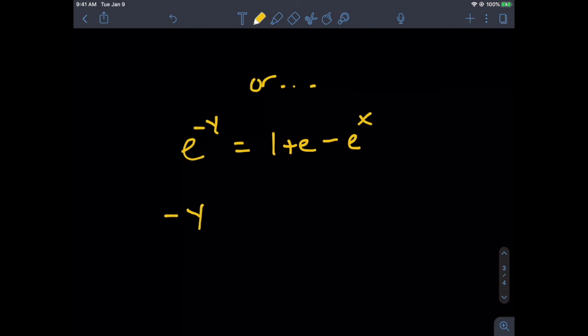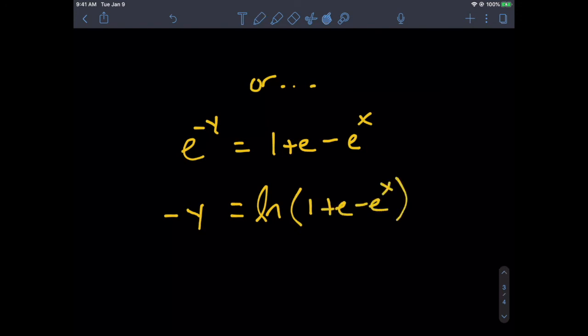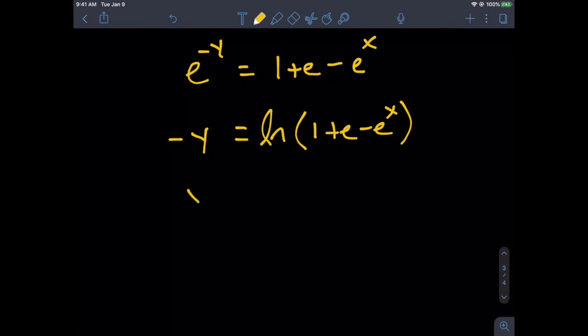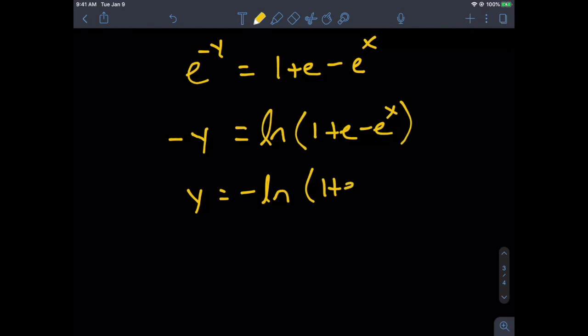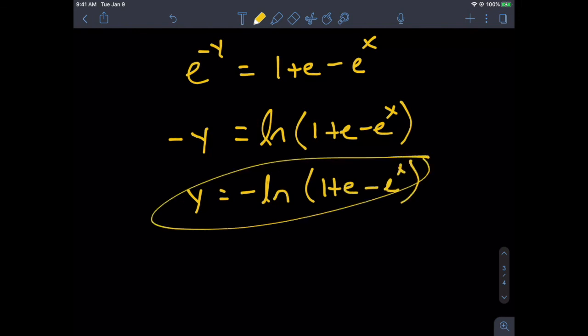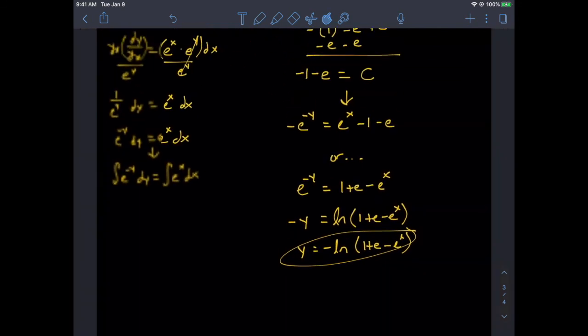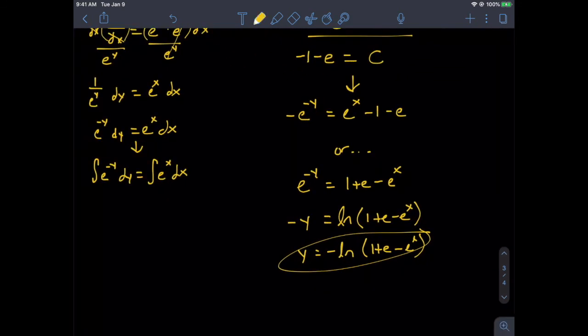Now we're going to take the natural log of both sides so that we can get that negative y out of the exponent position. So negative y is equal to the natural log of the right-hand side. Next, we multiply everything by negative 1 again, and that will give us a final explicit particular solution of y equals negative natural log of 1 plus e minus e to the x. Now again, either one of these solutions is perfectly viable, and which one you need to use is going to depend on the context of the situation or your preference.